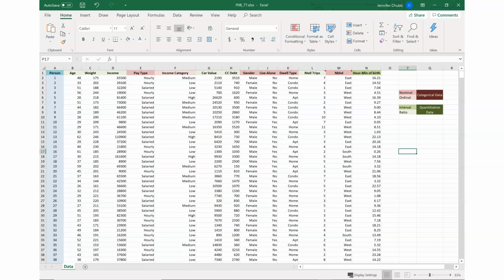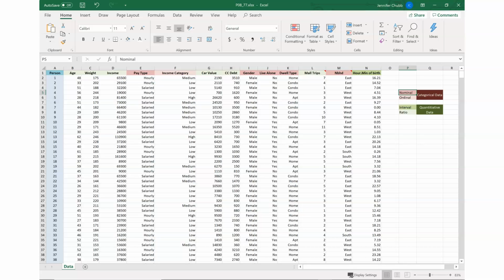These variables that are colored light red are variables that represent categorical data. Now there's different kinds of categorical data. There's what we call nominal and ordinal categorical data. Nominal categorical data is really just like these things that are like categories, right? Does a person live in a home, a condominium, an apartment, etc.? Do they live alone or not? What is their gender? And their pay type is salaried or hourly? And they're different categories that we can put our different individuals in.